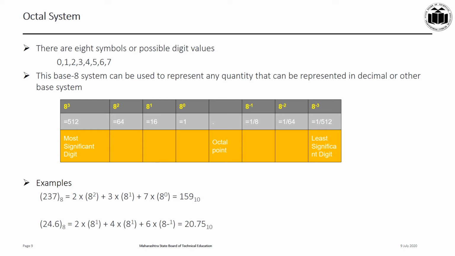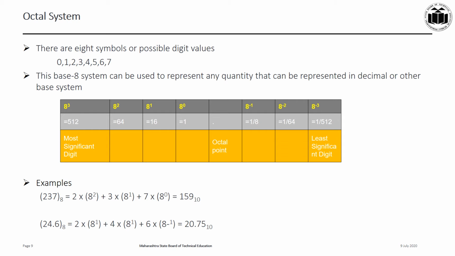237 is an octal number which is converted into a decimal number. So 2 is multiplied with 8 to the power 2, 3 is multiplied with 8 to the power 1, 7 is multiplied with 8 to the power 0, and the summation of all this gives the decimal representation of the octal number 237, which is 159.